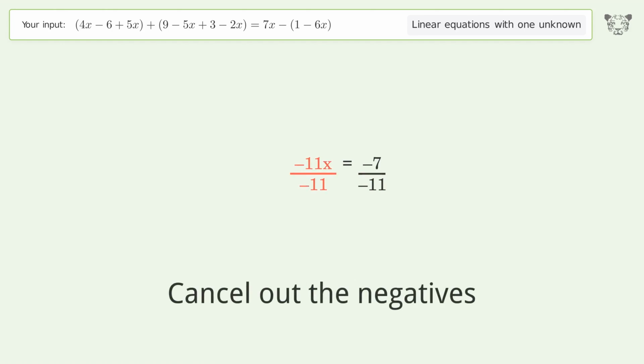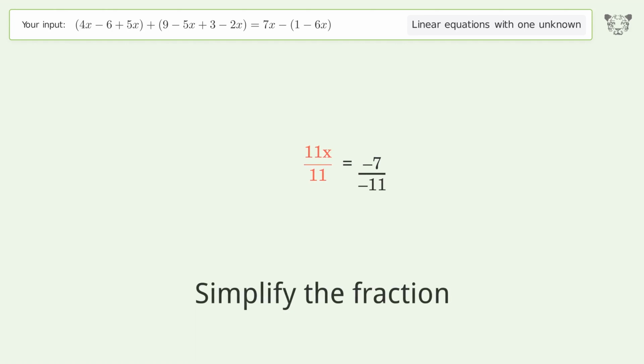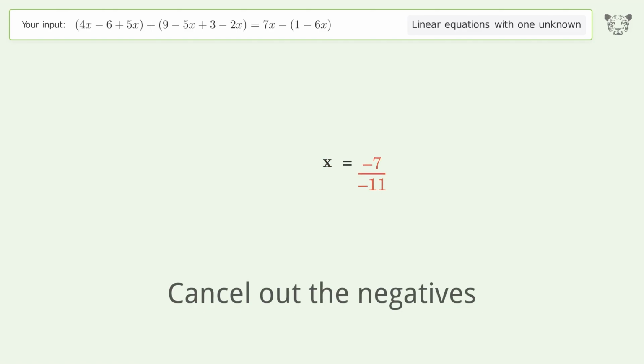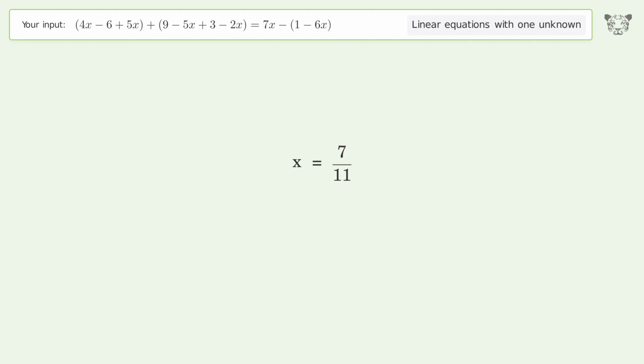Cancel out the negatives. Simplify the fraction. Cancel out the negatives. And so the final result is x equals 7/11.